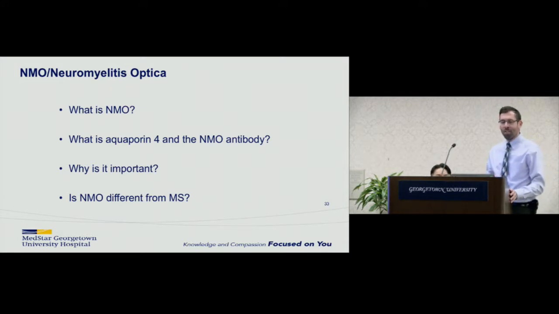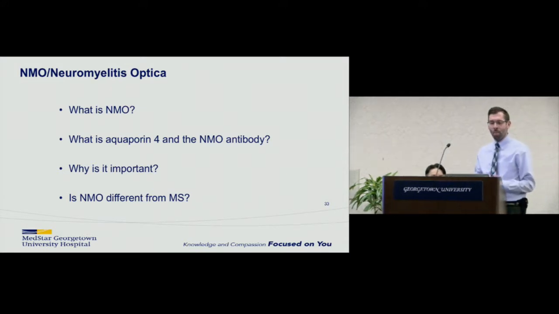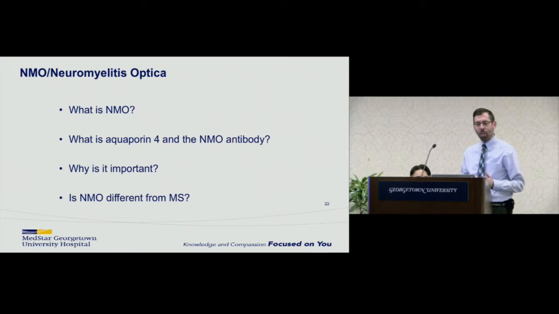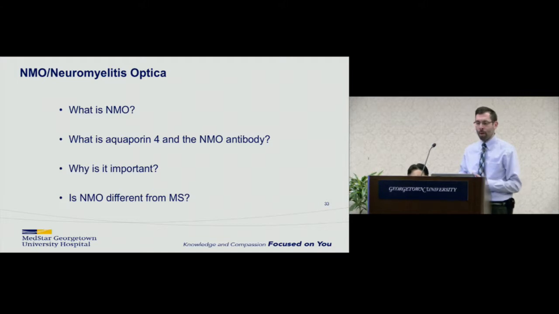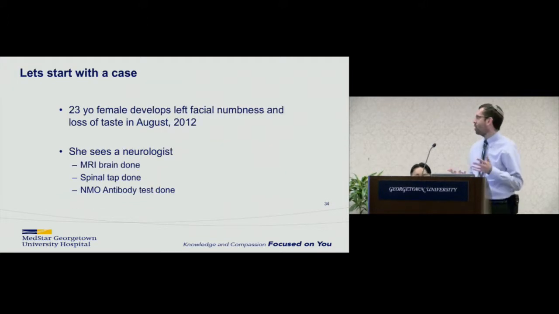So the goals of today's lecture is we're going to discuss what is NMO, what is neuromyelitis optica. We're going to talk about this blood test, the aquaporin 4 test, this NMO antibody. It really changed how we understand this disease, and why is it important to understand this, and how is NMO different from MS?